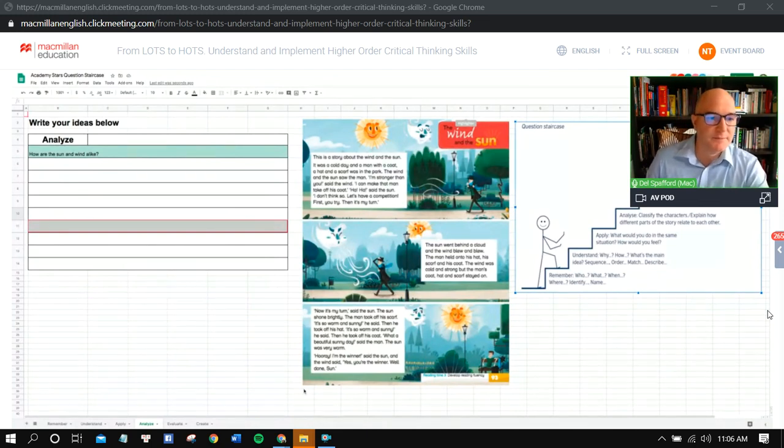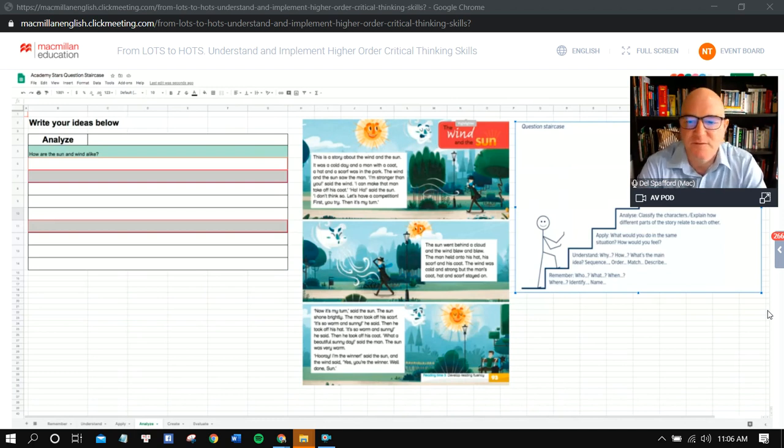And we're looking at analyze. And again, I think you can see how it just becomes a bit more of a challenge. And I think that's probably why we don't see too many of these kind of questions in some of the materials that we use. I think it's getting much better though. And I do love that Academy Stars has got that whole unit dedicated to analyzing and evaluating in lesson 8. I'm excited to see these questions.